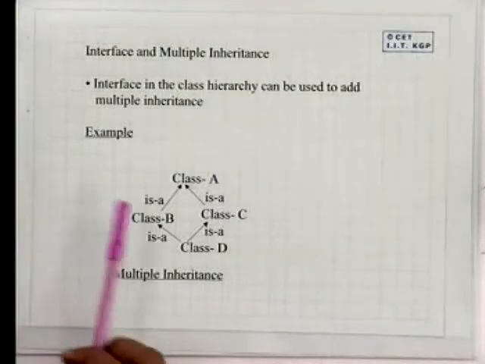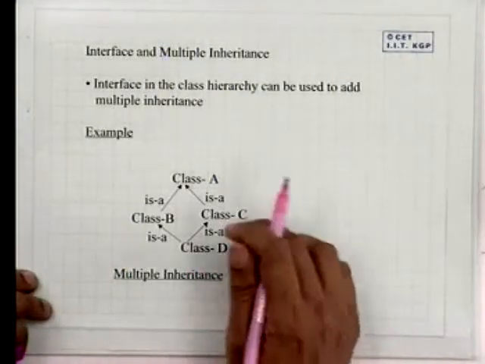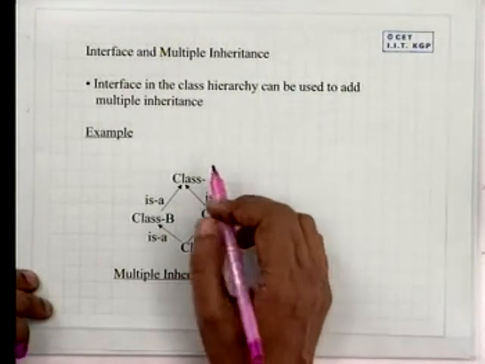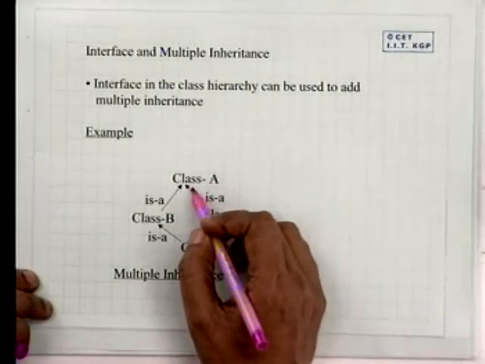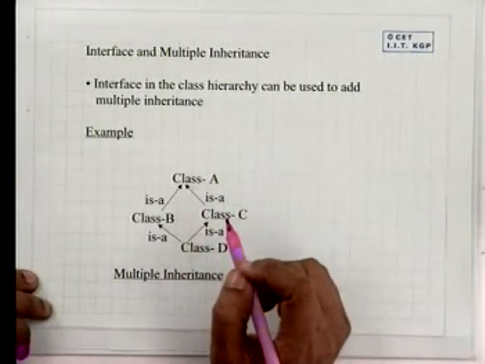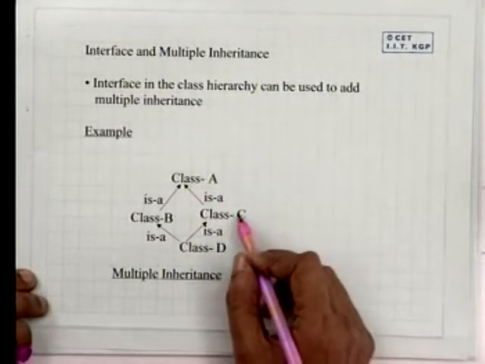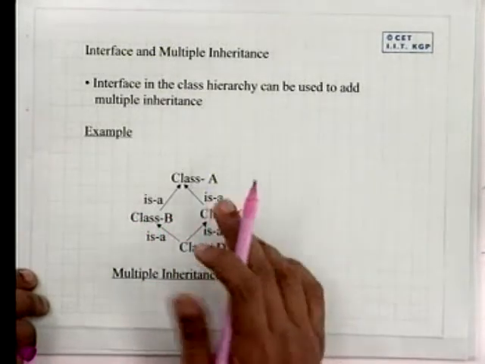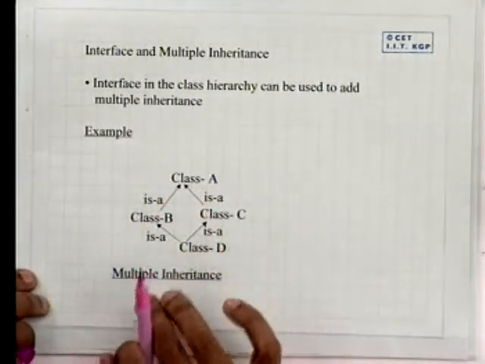We can have a class which has multiple parents. So, in this example, class D has parents class C and class B, which in turn have class A as a parent. So, class D can inherit properties from class C as well as class B. Now, directly using class hierarchy, we cannot implement it.